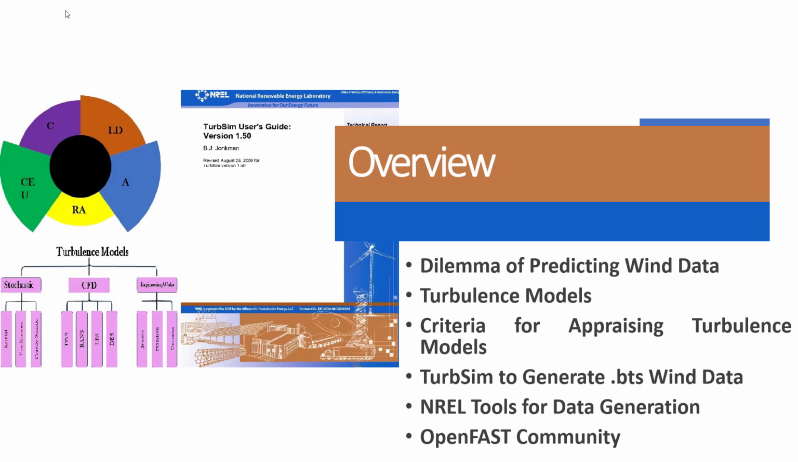We're going to use the TurbSim application or module in order to generate a .bts file, which is the wind data that is used by InflowWind. Then we'll go on to NREL tools for data generation. For example, you can generate hydrodynamic data, which is data from waves at the sea. So assuming you have an installation in those kinds of environments, you can generate the data using these modules. And with these tools, you can then convert it and use it in other applications aside from OpenFAST.